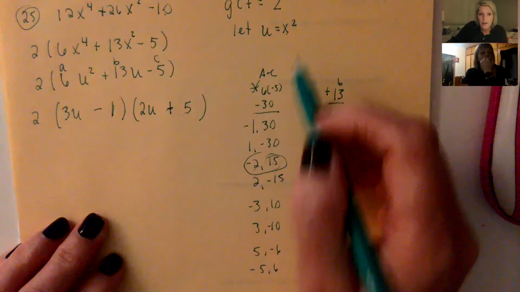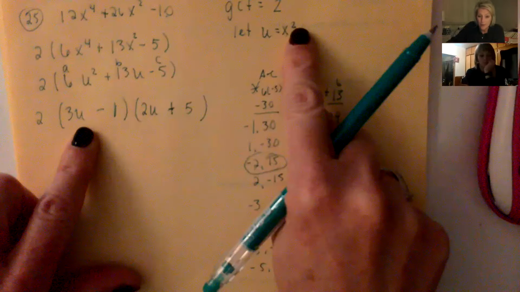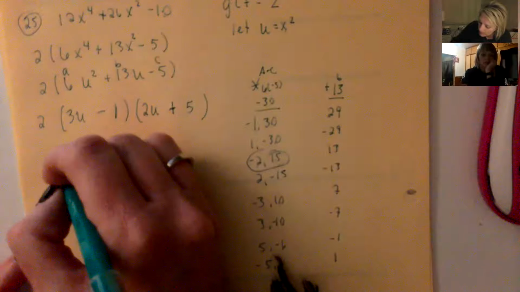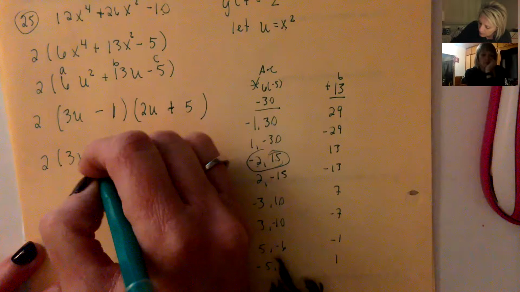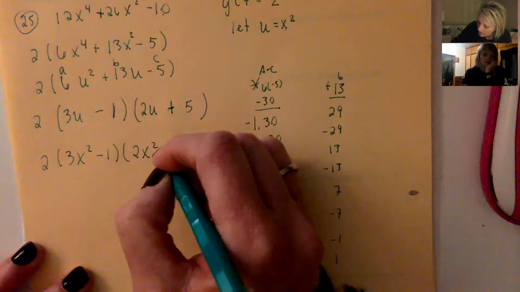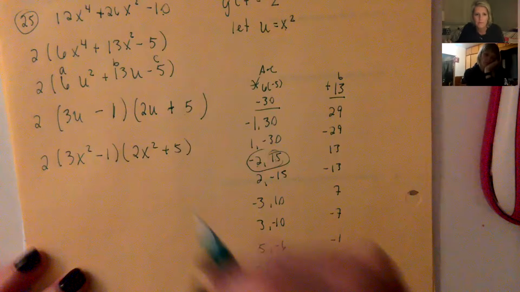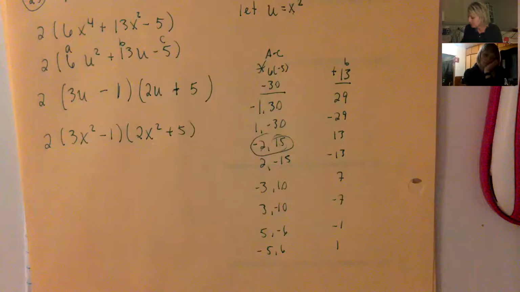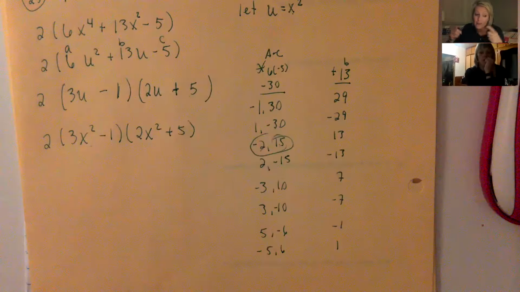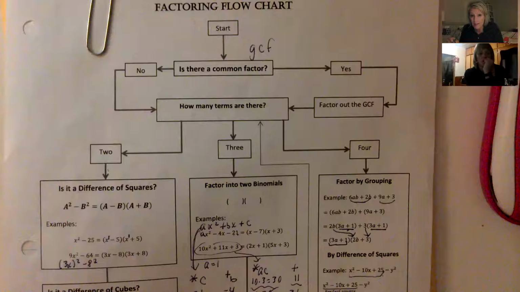But u really is x squared, so let's replace that back in. So 2 times 3x squared minus 1 times 2x squared plus 5. Because there's a square there, I have to go back to the beginning of the factoring flow chart and ask if I could break those down any more.